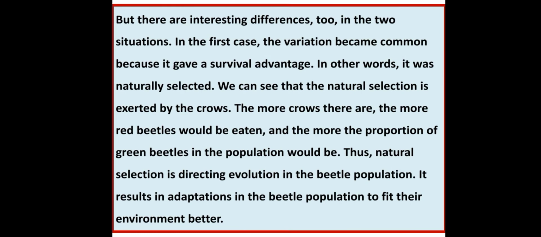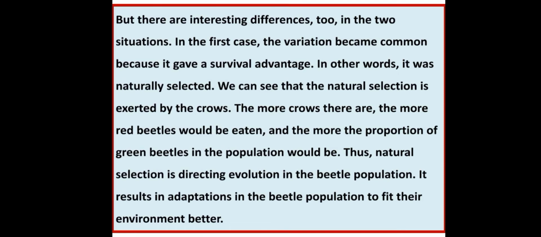But there are interesting differences too in the two situations. In the first case, the variation, that is the color variation, green beetle, became common because it gave a survival advantage. That is, the green beetles cannot be located or seen by the crows. So it was an advantage for the green beetles. In other words, it was naturally selected. The green color variation gave a survival advantage to the beetles.